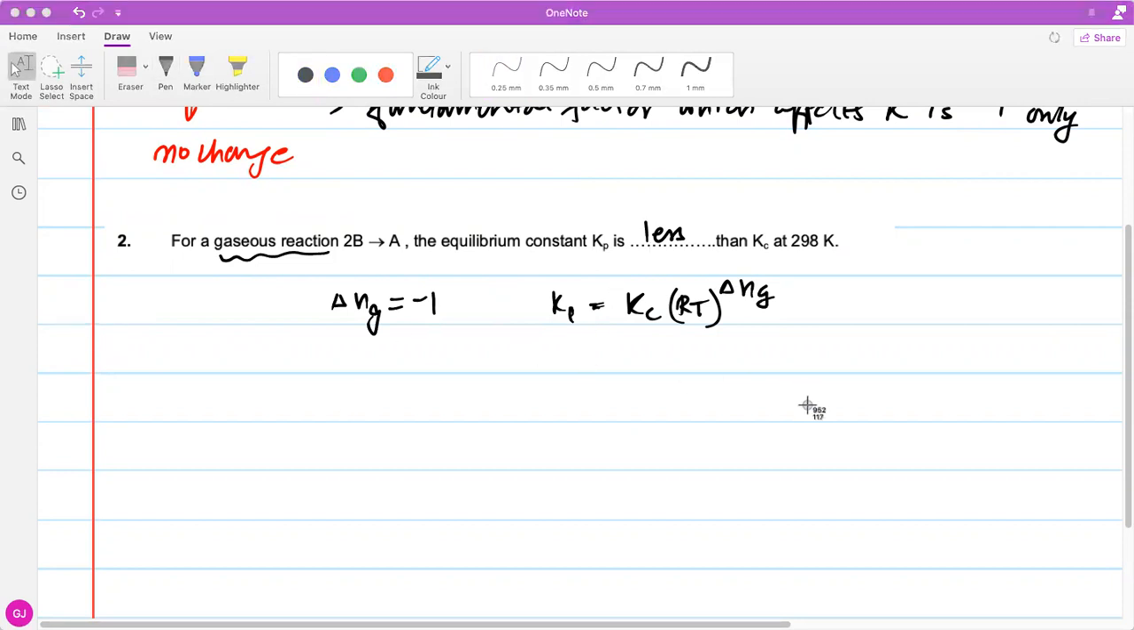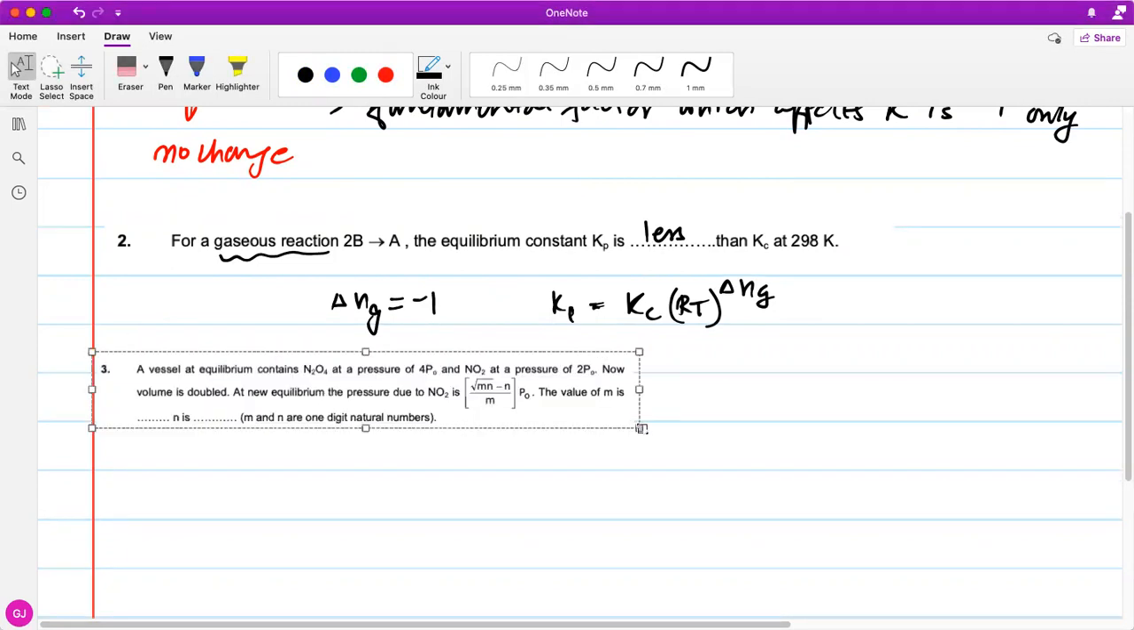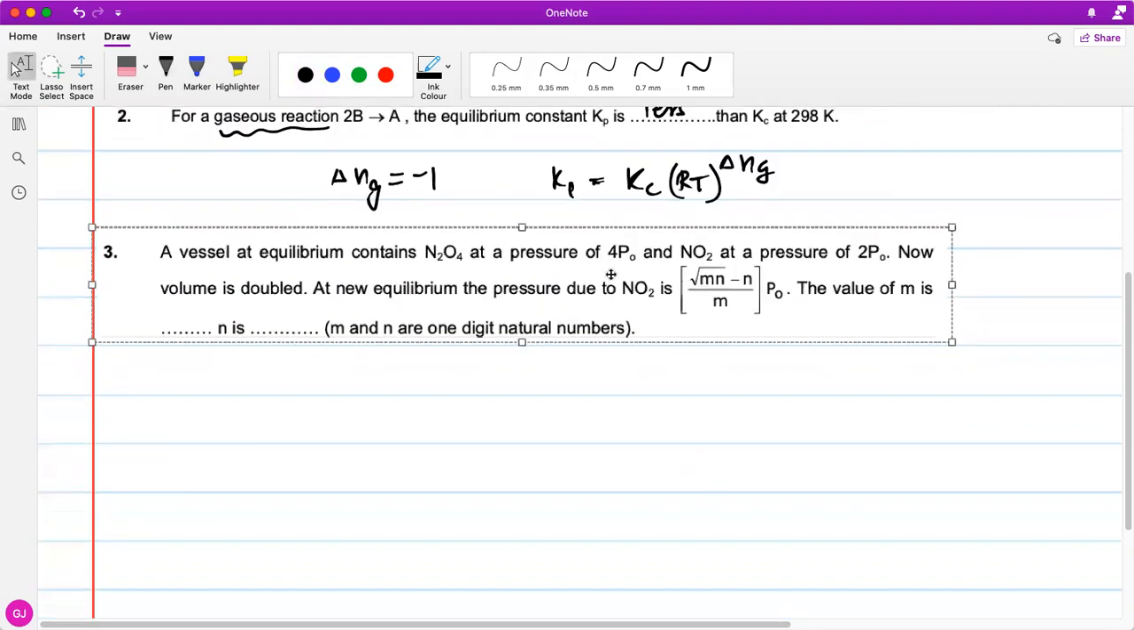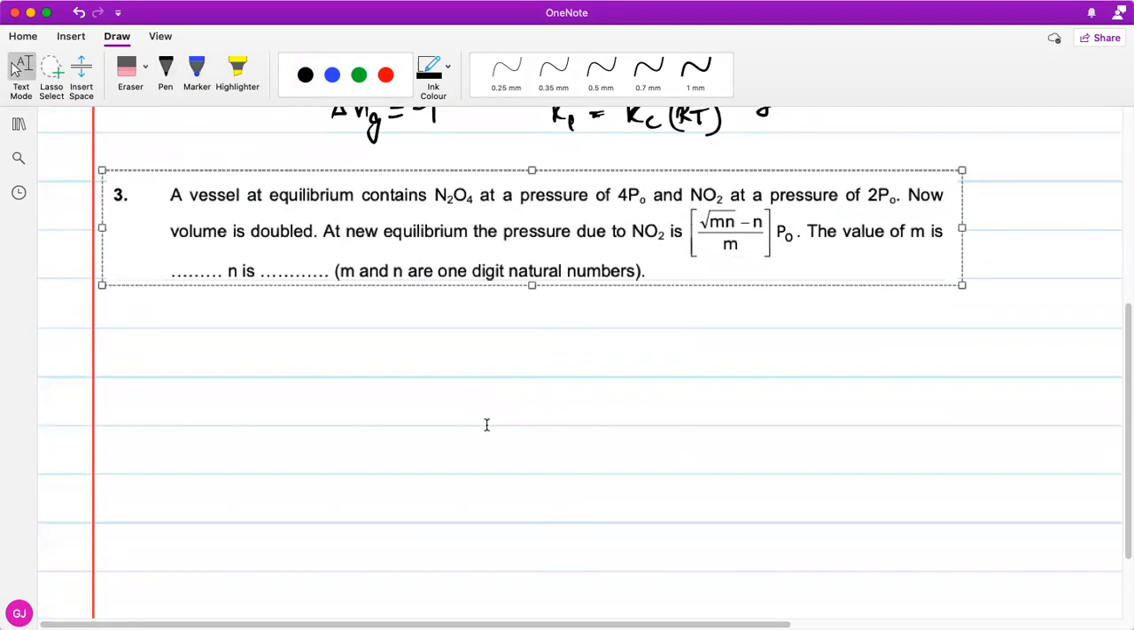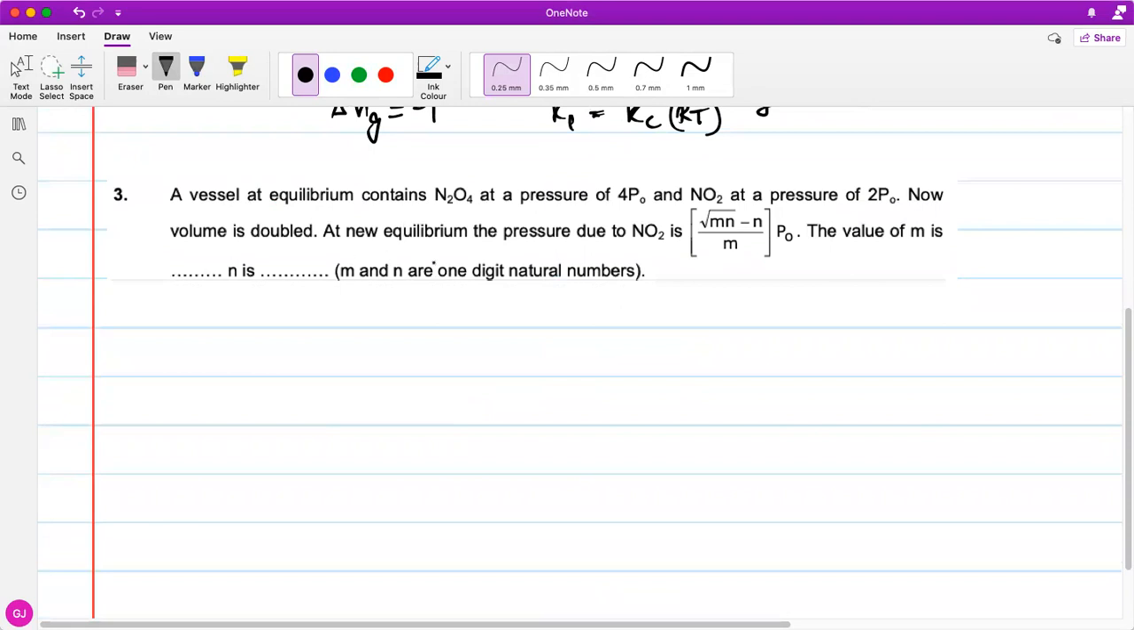Then the third question is slightly difficult, although not something which is not doable. The language needs to be understood a little here. It's a question related to the disturbance happening to the equilibrium. Right, you understand that there is an initial equilibrium and then the volume got doubled. This is your disturbance. As a consequence, what would be the new equilibrium and the partial pressure of NO2 at that new equilibrium?